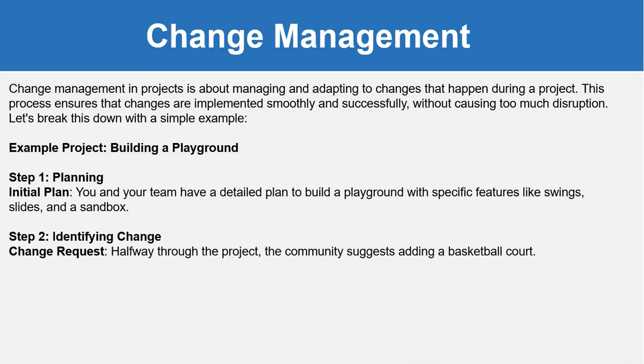So let's take an example of building a playground. Step one is planning, which means that you and your team have a detailed plan to build a playground with specific features like swings, slides and a sandbox, for example. Then halfway through the project, the community suggests adding a basketball court. So this is a change, because initially it was not planned to add a basketball court.